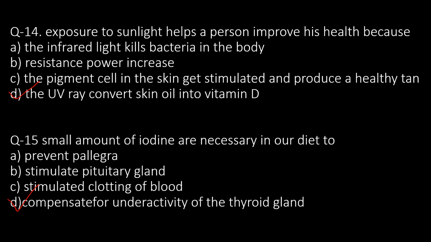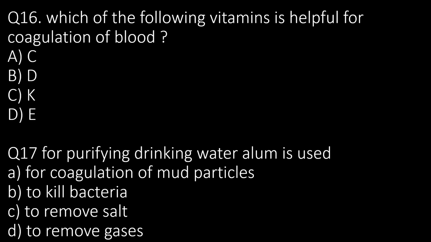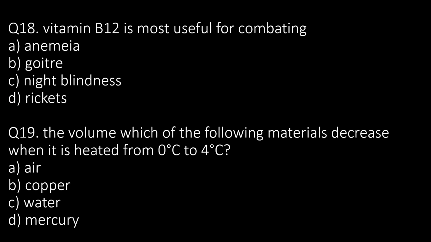Our next question is: which of the following vitamins is helpful for coagulation of blood? And the right answer is option C, vitamin K. Our next question is: for purifying drinking water, alum is used. And the right answer is option A, for coagulation of mud particles. Our next question is: vitamin B12 is most useful for combating. And the right answer is option A, anemia.